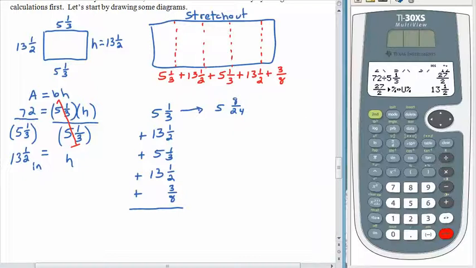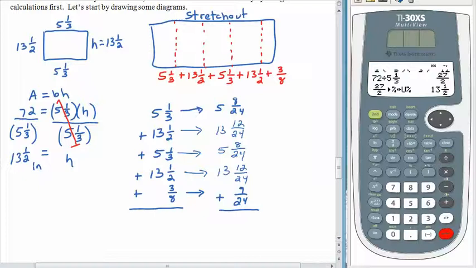Why don't you pause for a second, fill in the rest of the fractions, add them together, see what you get, and then come on back. Here's what mine looks like. How's that look to you?